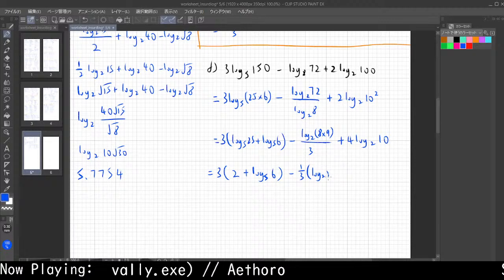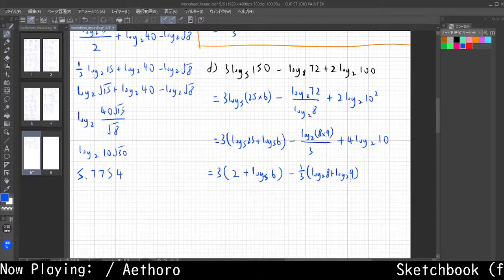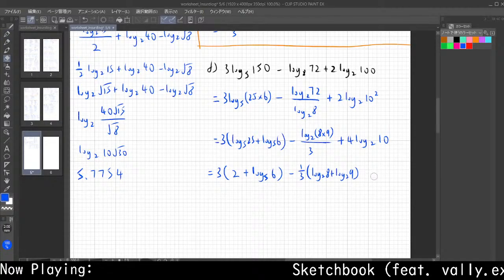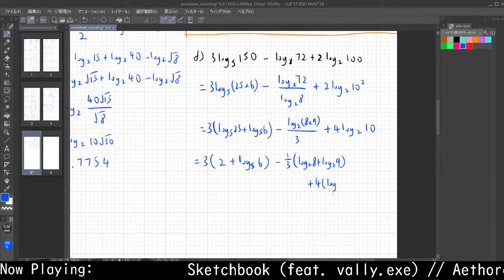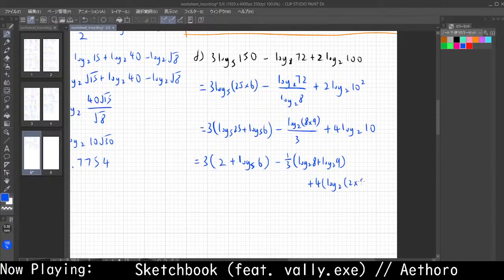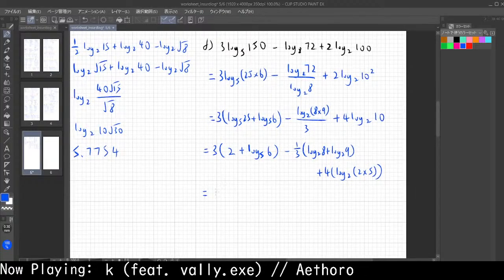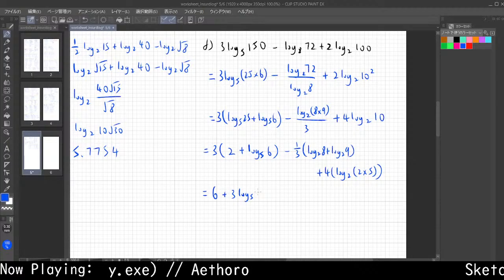Log base 2 8 plus log base 2 9. 8 times 9, multiply splits into plus. I will need to bring this downwards. 10 is 2 times 5. Bracket. 3 times log base 5 6.